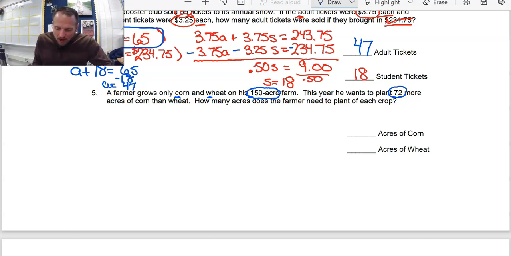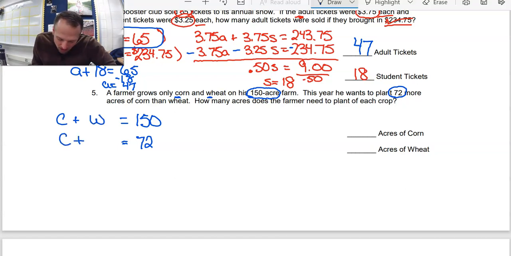We've got our variables. I see totals. The total is going to be 150 acres. So we're going to plant 150 acres on the farm. And this year he wants to plant 72 more acres of corn than wheat. So let's just put 72 over here like this. Okay, so we need corn and wheat. Let's look up at the top and see if this is an equation we like. If you add corn and wheat together, is that going to give you 150? Yeah, if you add the acres of corn plus the acres of wheat, you're going to fill up your whole farm, and that's going to be 150. So that equation I like.